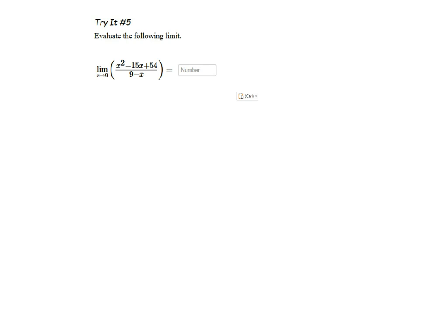Okay, now we're back to, see, I told you, try it number 5. It says evaluate the following limit, and we're looking for x as it approaches 9. This one's a little different because I have an x here and an x here, but I also have an x in the denominator. And if you stick a 9 right there, you'd get 9 minus 9, which is 0. And anything divided by 0 is undefined.